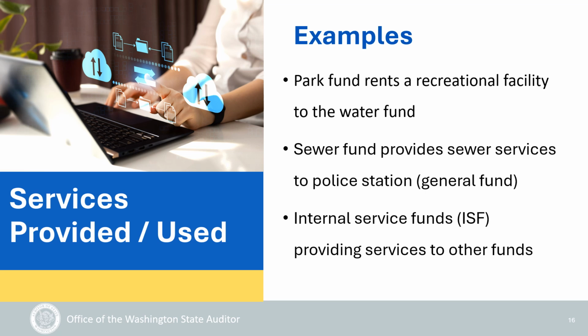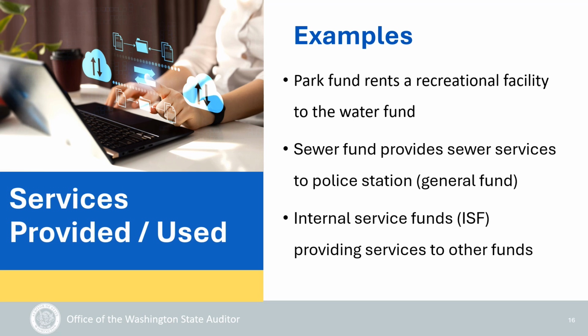Here are some examples. First one is the park fund renting a recreational facility to the water department. So the park department has some covered shelters at the local park that are available for rent to the public. Renting out covered shelters is a normal part of the park department operations. The water fund is going to hold their summer staff meeting outdoors at the city park, so they need to reserve a shelter. The water department needs to pay the park department the rental fee. The water fund is going to record that as an expense, and the park fund records the revenue.